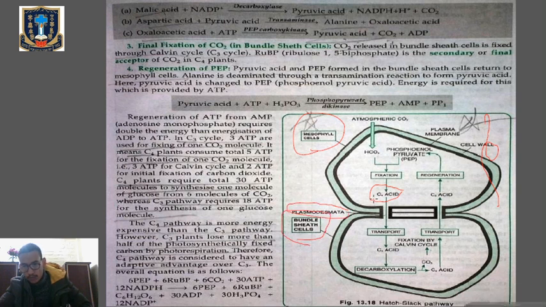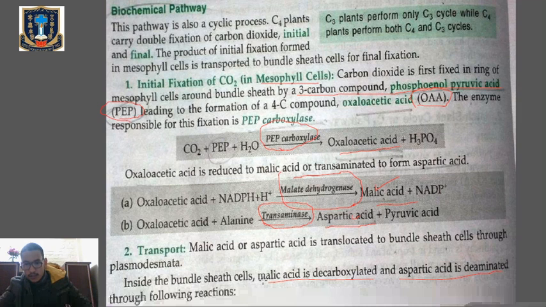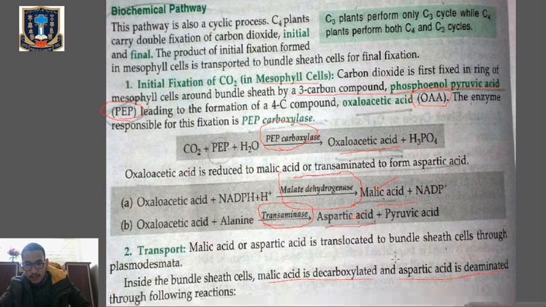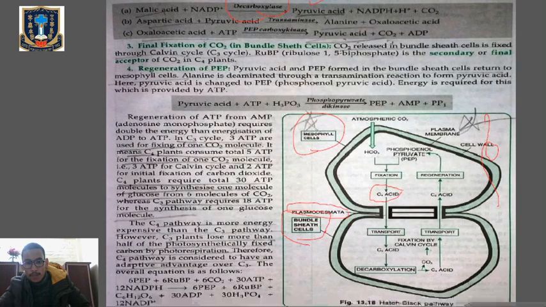So the product of the initial fixation of carbon dioxide in the C4 pathway, which occurs in the mesophyll cells, will now enter the bundle sheath cells with the help of plasmodesmata. Clear? Inside the bundle sheath cells, malic acid is decarboxylated by the enzyme decarboxylase to form pyruvic acid, or the aspartic acid will be deaminated to form alanine and oxaloacetic acid.